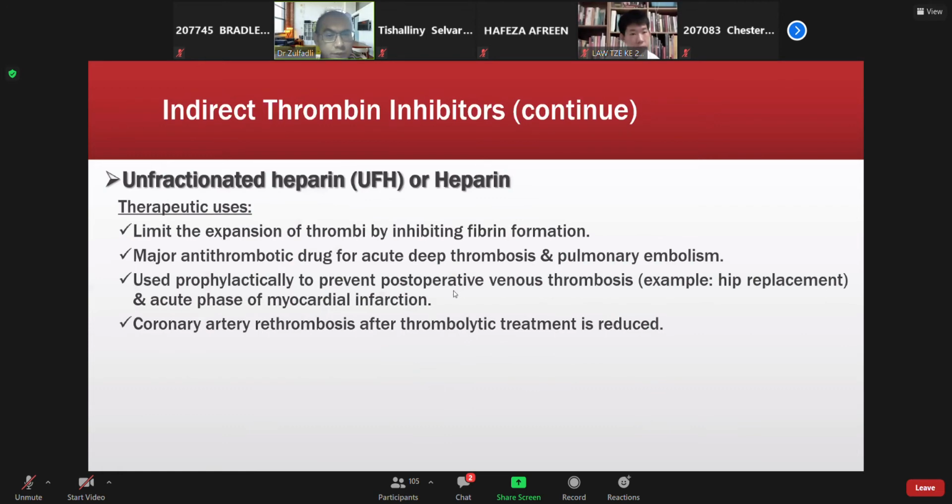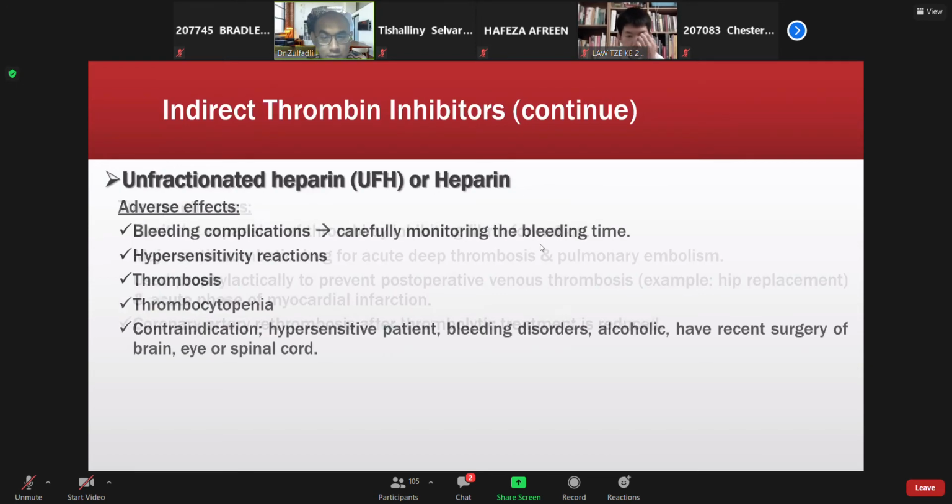Therapeutic use of heparin: to prevent expansion of thrombi by inhibiting fibrin formation, as a major antithrombotic drug for acute deep vein thrombosis and pulmonary embolism. As prevention, it is used prophylactically to prevent post-operative venous thrombosis, as I mentioned just now. So heparin is one of the options to prevent post-operative venous thrombosis. Coronary artery rethrombosis after thrombolytic treatment can also be reduced by using heparin.